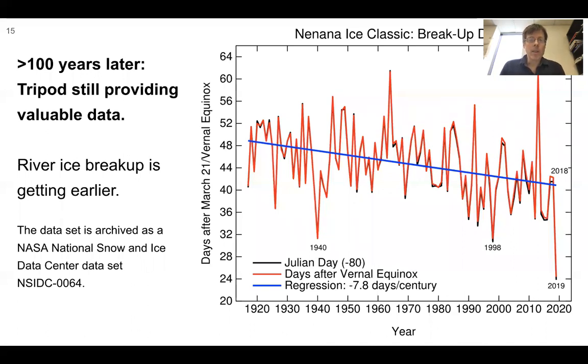100 years later, this tripod is still providing valuable data. This shows all the data since then. It's actually archived at the NASA National Snow and Ice Data Center. And you can see what it shows is from 1917 all the way here to 2019. There's a lot of scatter of when breakup occurred. It's measured relative to the vernal equinox, March 21st. But what it shows is this downward trend tells us that the river ice is getting earlier. And it suggests the blue line that's about 8 days per century. So winter's getting shorter as measured by the ice going out. You also see this year was a huge excursion in 2019 to the earliest ever recorded breakup.